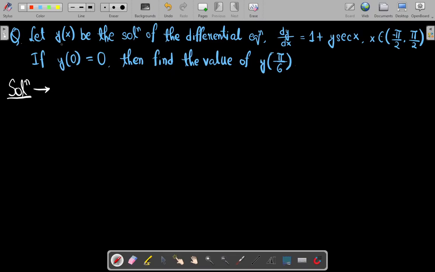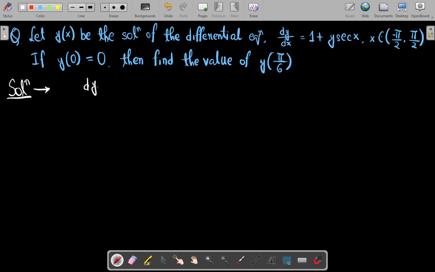Hello everyone. In this question, it is said that if y(x) be the solution of the differential equation dy/dx equal to 1 plus y sec x, where x ranges from minus pi by 2 to pi by 2, and y(0) is equal to 0, then we have to find the value of y(pi/6). Okay, so let us start with the solution.